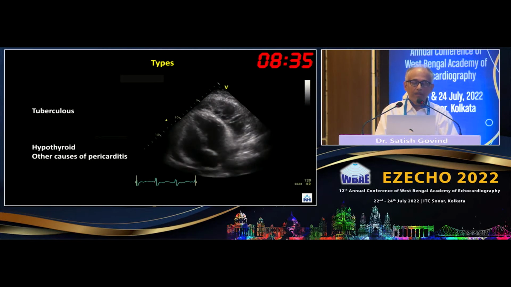And these are some examples. Again, tuberculous, you can see that this is something which we see quite often. And hypothyroid is another one which we see quite frequently, and of course all the other causes of pericarditis which I mentioned earlier.